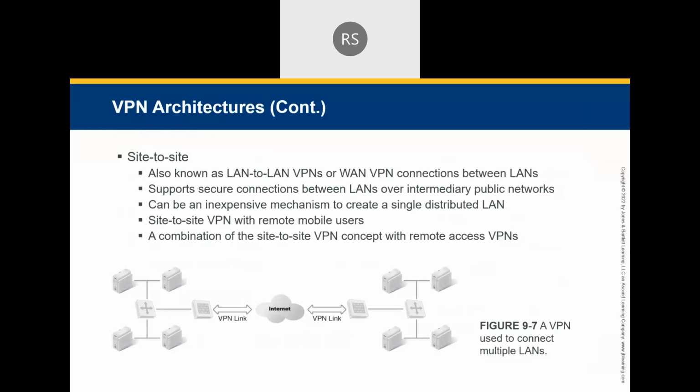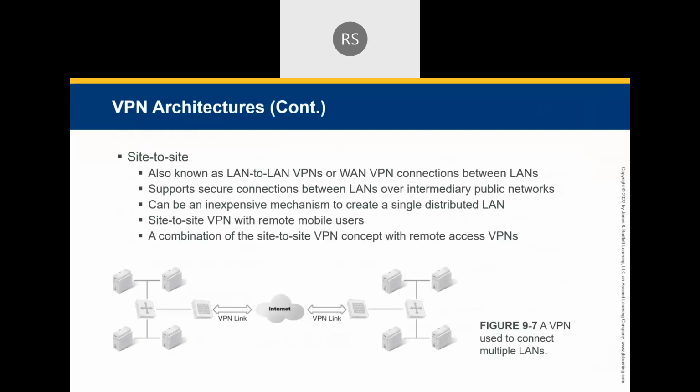Now, some benefits of this is it does have that continuous connectivity. So it ensures continuous and secure communication between interconnected networks. It is also a cost-effective network extension. So by using a site-to-site VPN, it provides that cost-effective way to extend a LAN over that geographical distance.